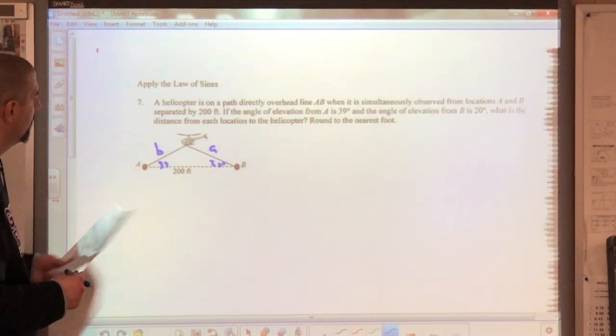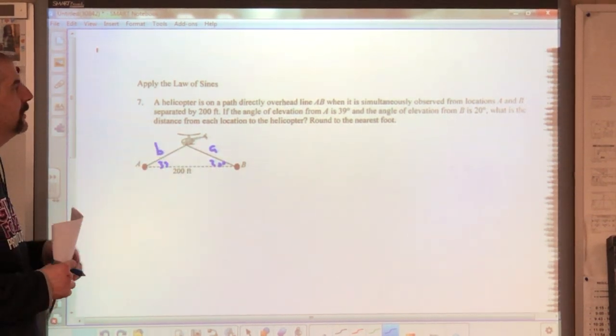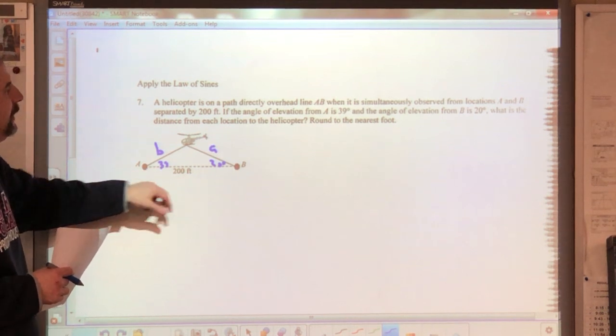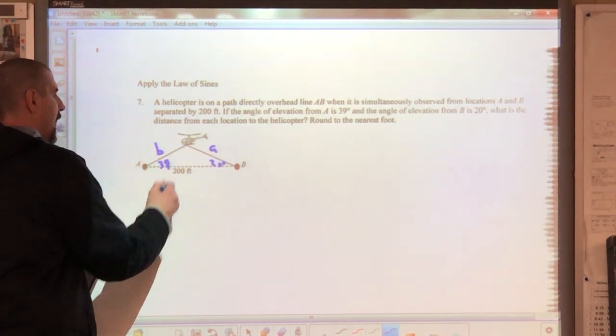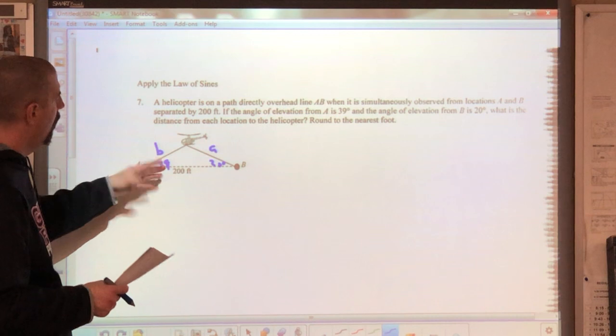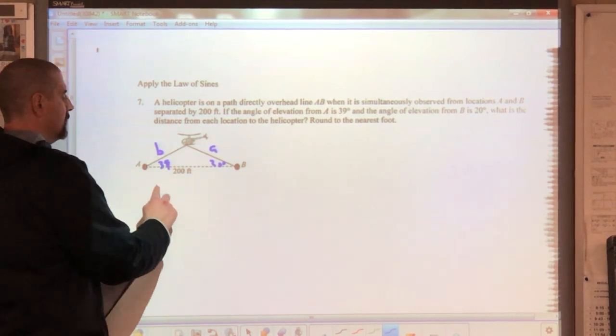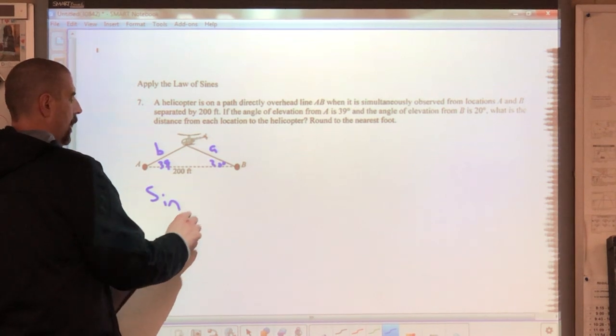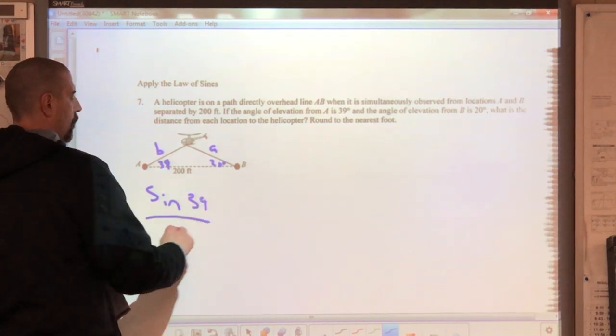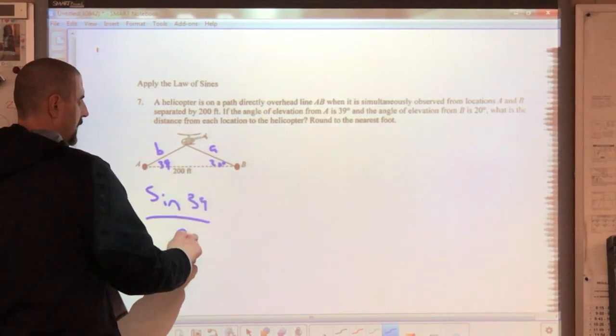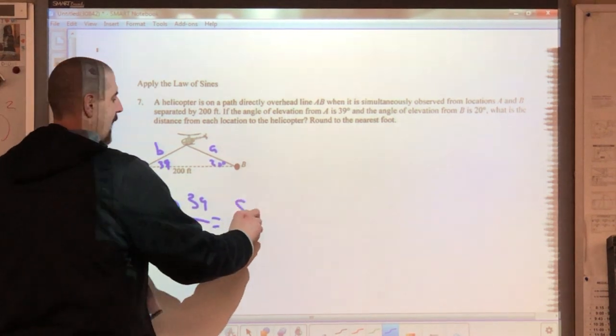Okay, thank you. All right, so the angle of elevation is 39, and then the other angle is 20. Okay, so all we're going to use is law of sines, right? That's all. So we're going to use 39. So we're going to take sine of 39 over A equals sine.